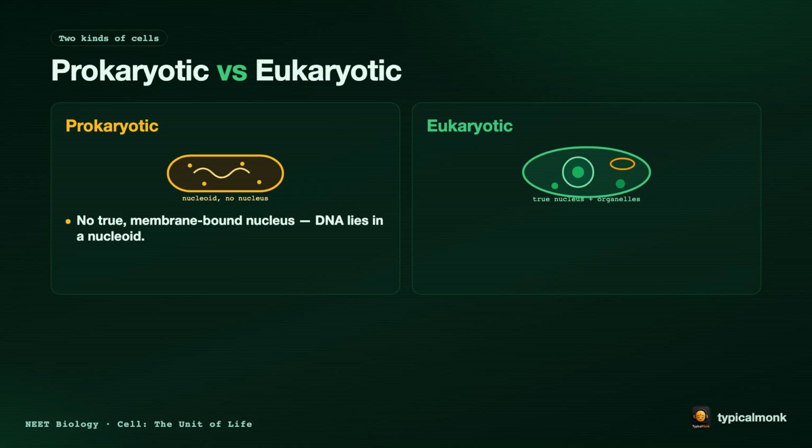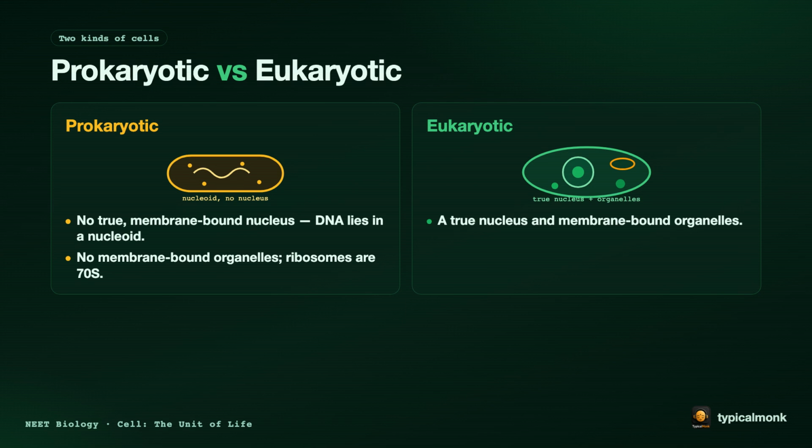This gives us the biggest divide in the living world, the 2 kinds of cells. A prokaryotic cell has no true, membrane-bound nucleus. Its DNA just lies in a region called the nucleoid. It also has no membrane-bound organelles, and its ribosomes are the 70S type. Bacteria are the best example.